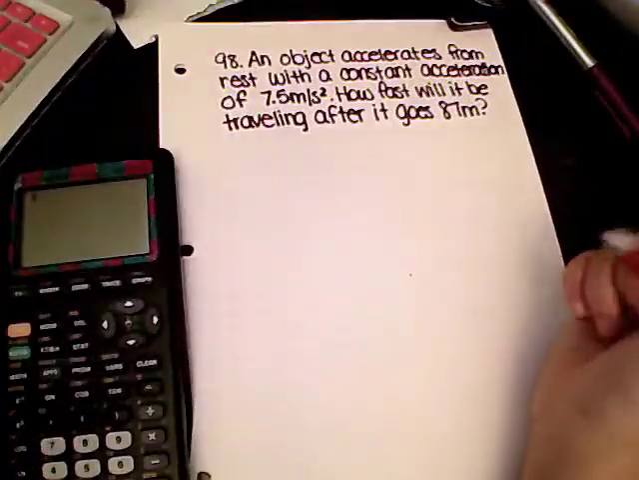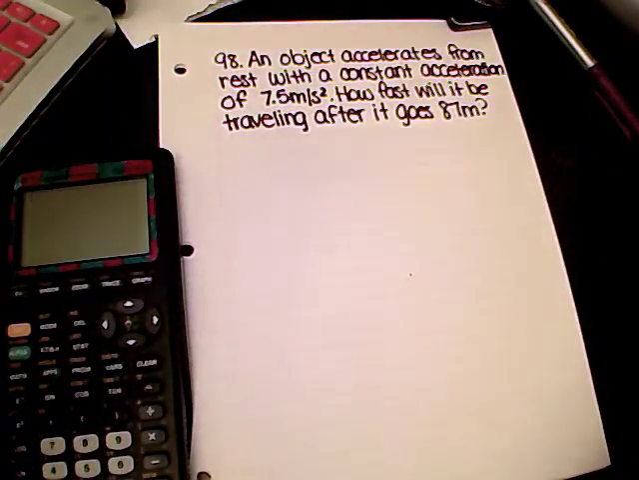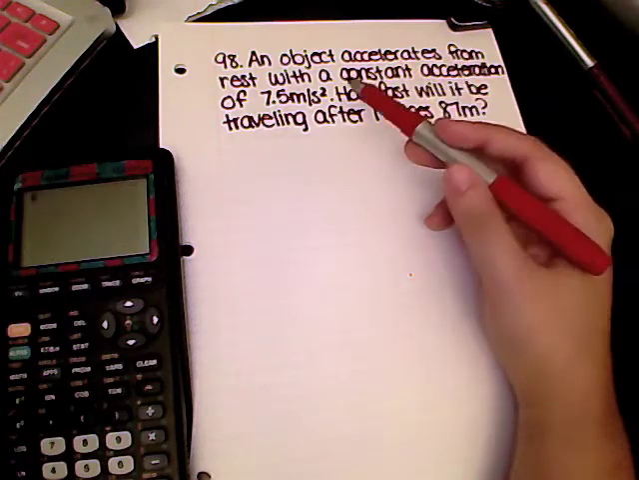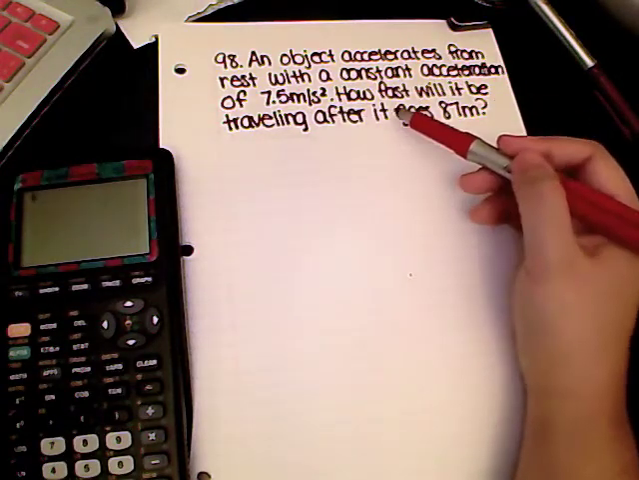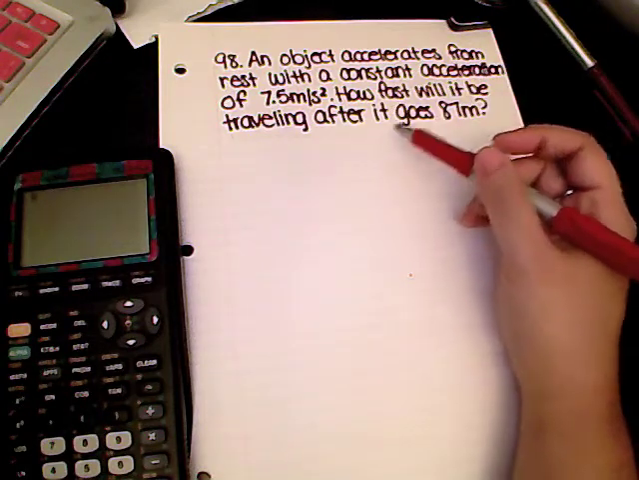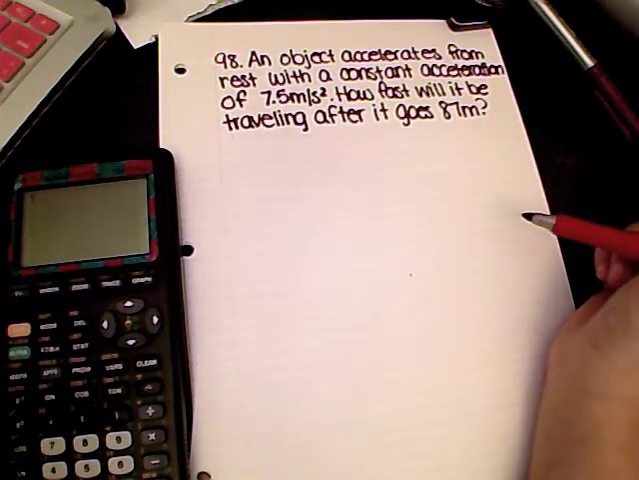Okay, so now we've got number 98. It says an object accelerates from rest with a constant acceleration of 7.5 meters per second squared. How fast will it be traveling after it goes 87 meters?